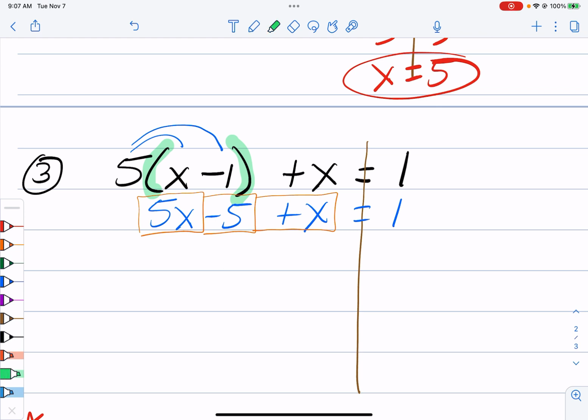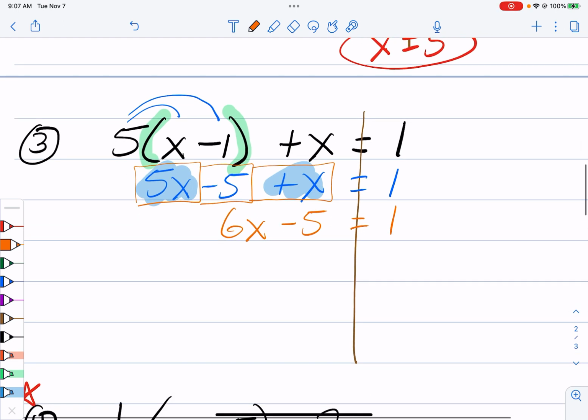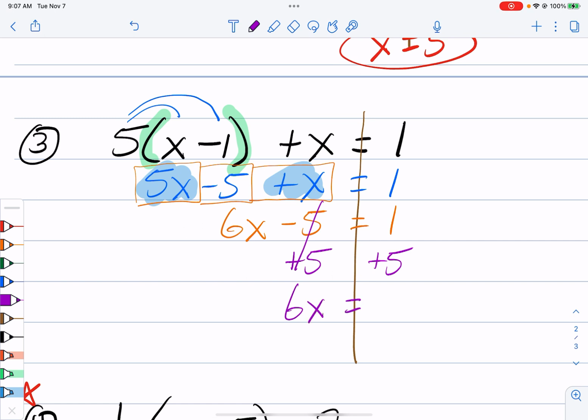My like terms then are these 5x plus x, so 5x's plus an x is 6x's. My minus 5 is my only constant, only number by itself, so I'm just going to write it down there. And I'm going to first undo my addition and subtraction. So I'm going to add 5 to both sides so that those reduce to 0. 6x equals 6. I'm going to divide both sides by 6, and I'm going to get x equals 1.